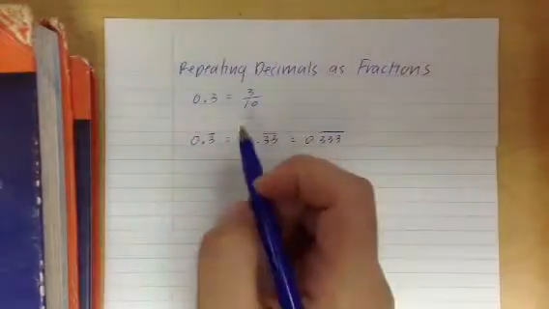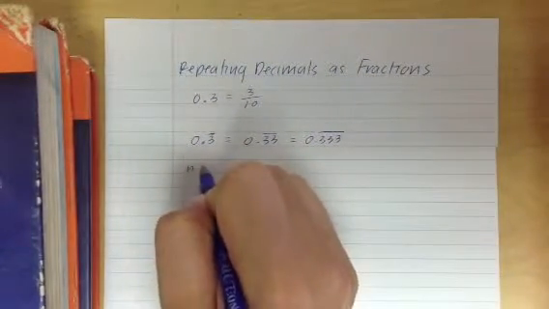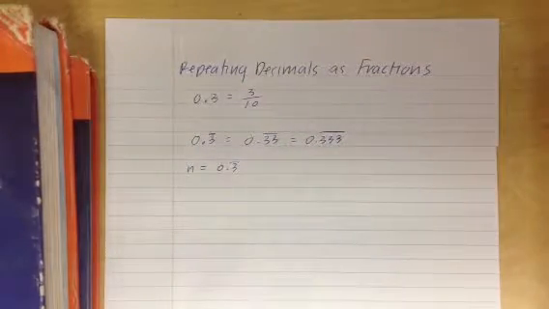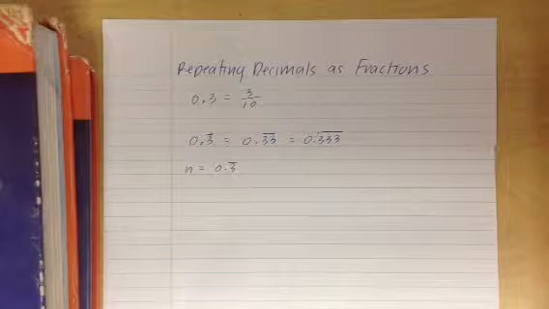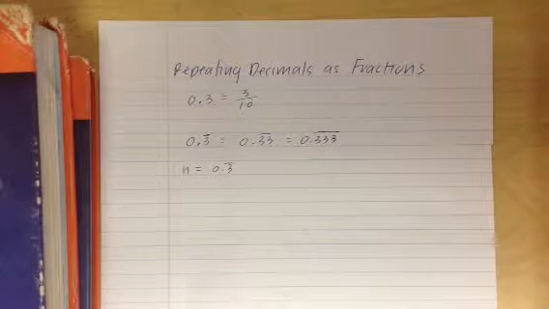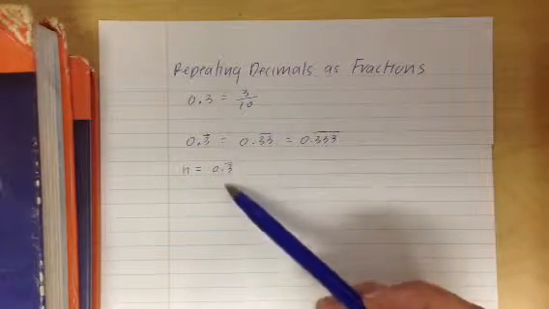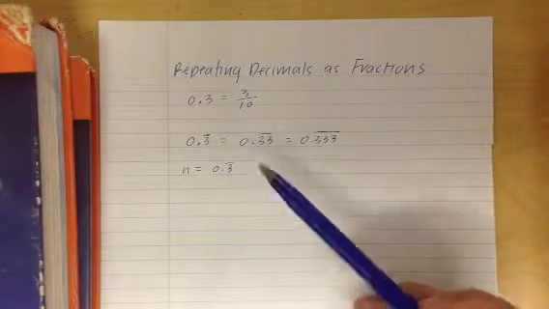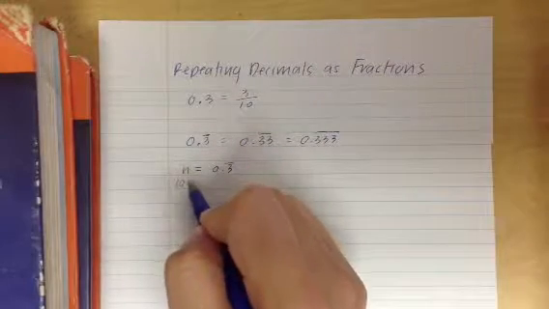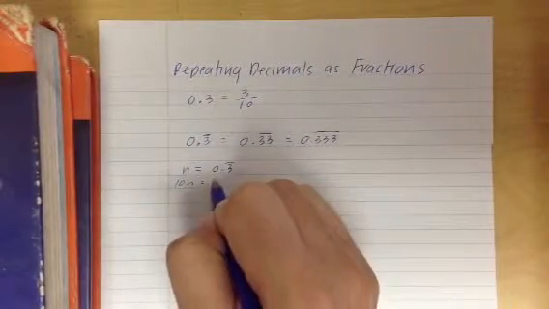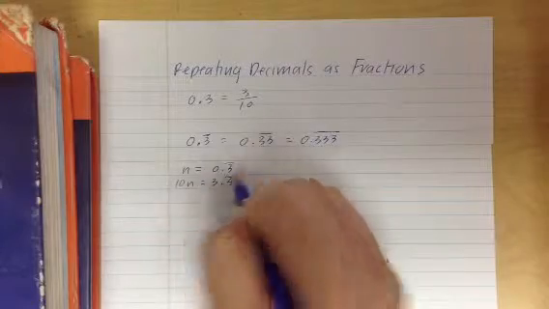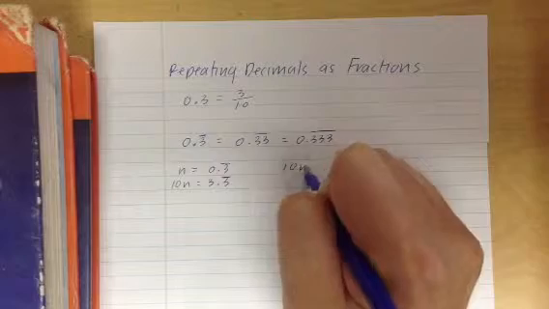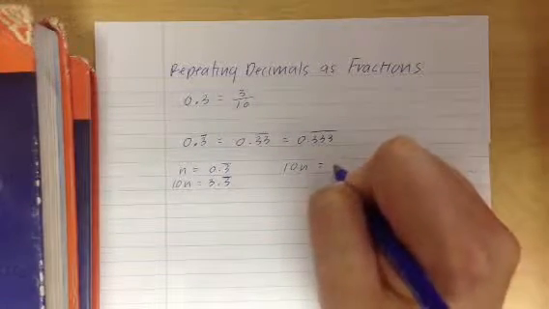So what I'm going to start with is I'm going to set n equal to 0.3 repeating. Now, my goal is to set up another equation using n and trying to get the same place setting over here on the right side, but getting a whole number on the left side. So one way you can do that is to multiply both sides by 10. And if you do that, you get 3 as a whole number, and then it keeps repeating 0.3 on the other side. Now, what we're going to do here is we are going to subtract these equations.